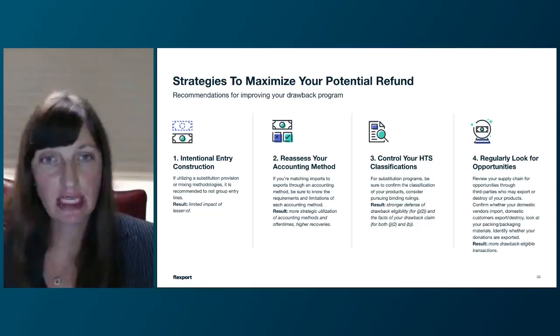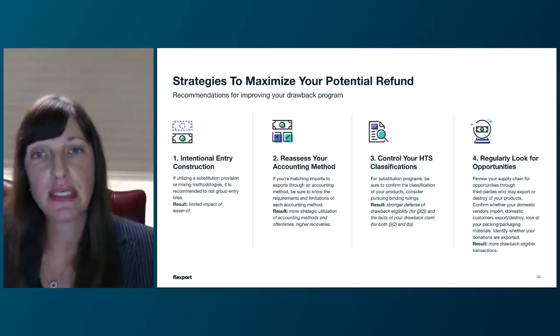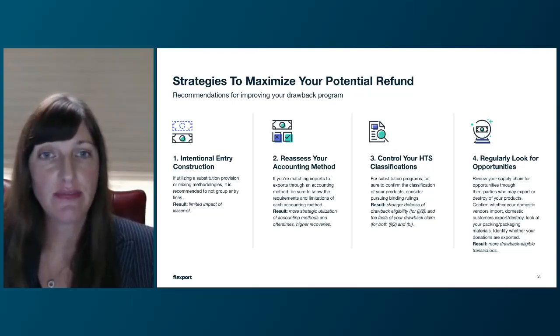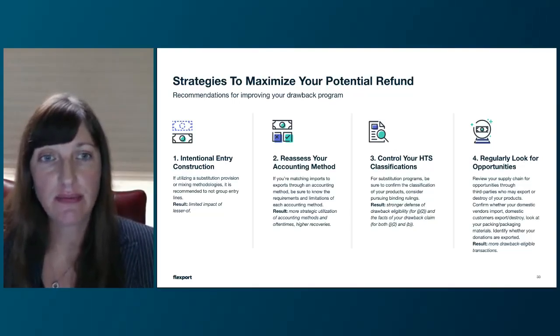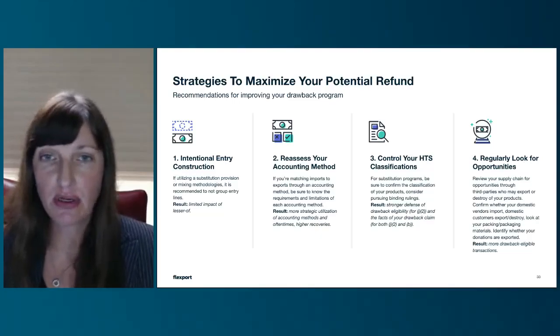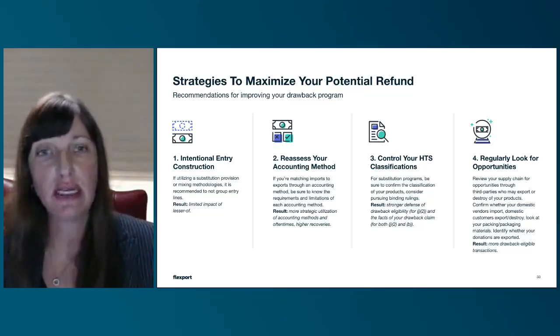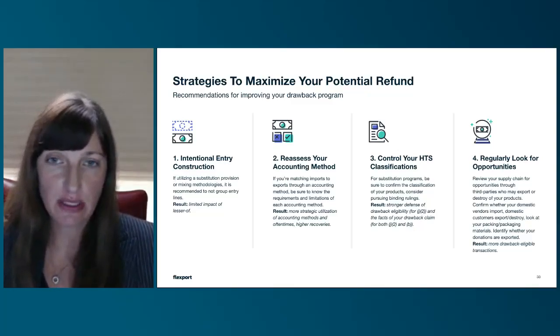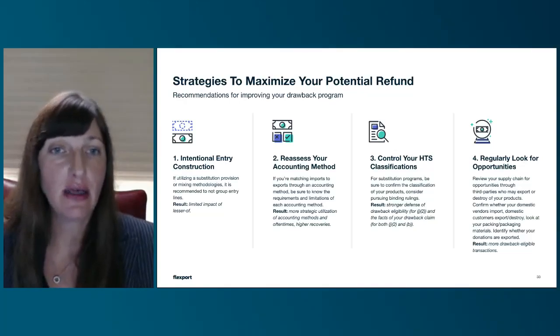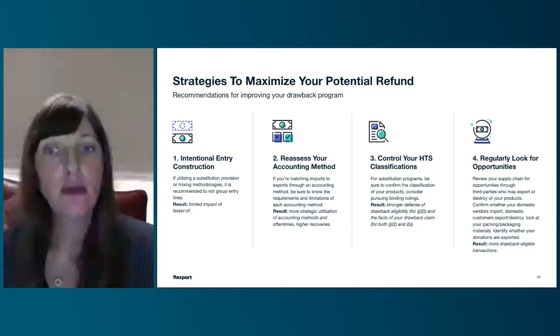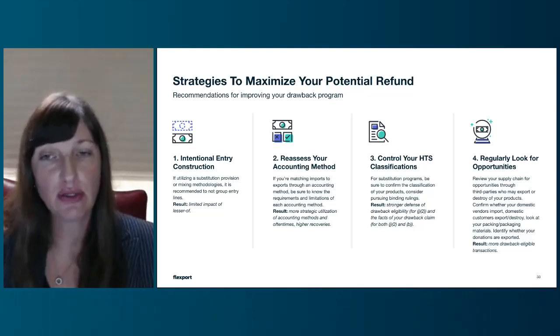Control your HTS classifications. For substitution programs, be sure to confirm the classification of your products. You may even consider pursuing binding rulings. There's a couple of reasons for this. Customs will ask for verification of your import versus export classifications from time to time, and an export of a cotton t-shirt claimed against a polyester t-shirt will be questioned. Another reason is that earlier in the presentation, we covered how certain HTS classifications are not eligible under substitution, including those classified as other at both the 8 and 10 digit level. More specific classifications, if possible, may not only be more accurate, but may also open up greater drawback potential.